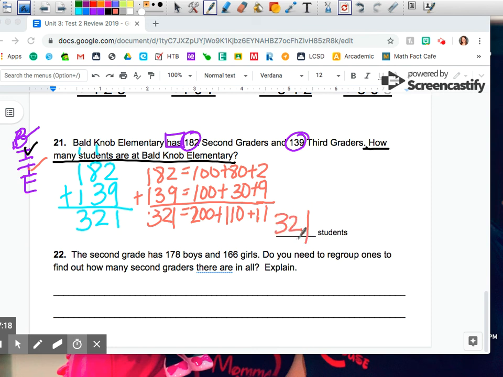And then number 22, it said the second grade has 178 boys and 166 girls. Do you need to regroup ones to find out how many second graders there are in all? Explain. So we still broke it down by boxing in our actions, circling our numbers. We identified our question. Now this one we had a conversation of if they gave me a number, did that answer my question? No, the answer doesn't need to be a number. It needs to be a yes or a no.